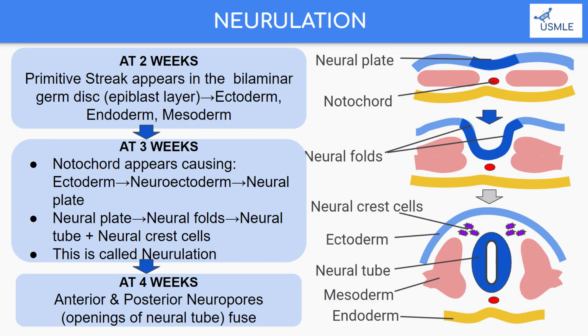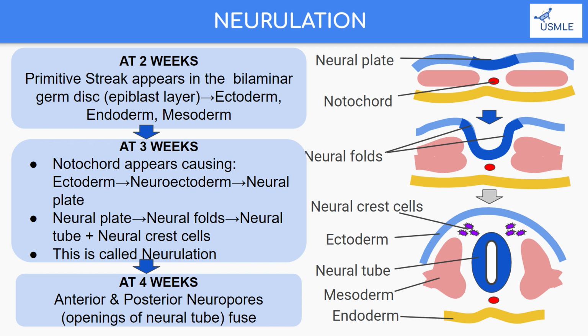First, take a look at the process of neurulation. Stay on track with the cross-section images on the right. If you have gone over embryology, you would know that at the second gestational week, a primitive streak appears in the bilaminar germ disc. This gives rise to the ectoderm, endoderm, and the mesoderm.